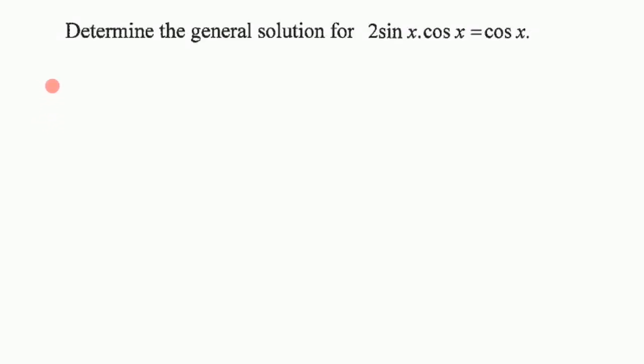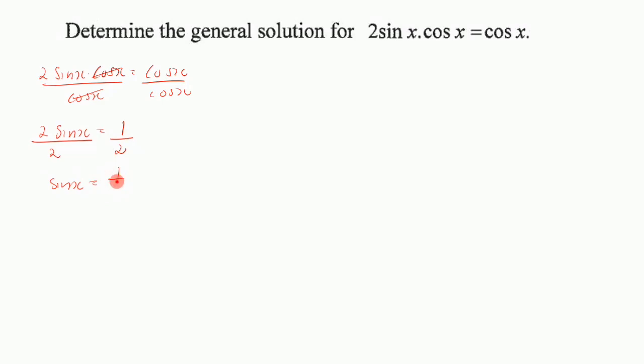Okay, so let's look at this one. To determine the general solution, we are given 2 sine x cos x is equals to cos x. Then right away we can just divide both sides by cos x, and the cos x and cos x here will cancel. So we are left with 2 sine x is equals to cos x divided by cos x, which is 1. And then remember, we want only one trig ratio to be the subject of the formula. So we have sine x is equals to 1 over 2.